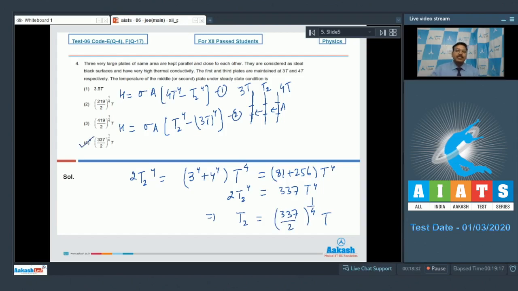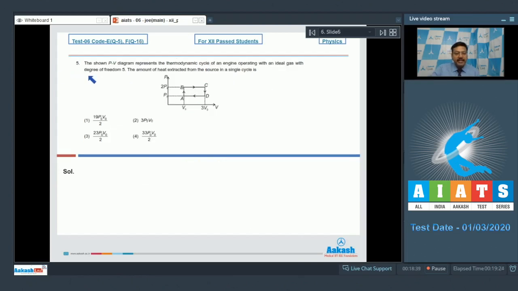Let's now go on to the next one. Question 5 says the shown PV diagram represents the thermodynamic cycle of an engine operating with an ideal gas with degree of freedom 5. The amount of heat extracted from the source in a single cycle is. Let's analyze the situation here.